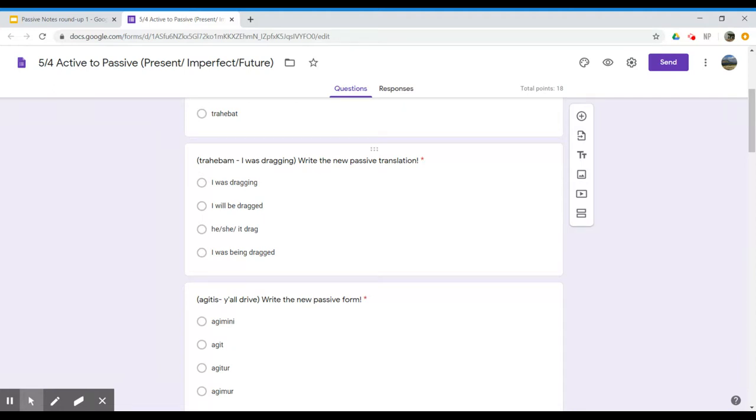I was being dragged. The "I was dragging" is wrong. It doesn't have be, being, or been in it. "I will be dragged" is a passive form, but it's future. And this is was or were. It's in the past, so that can't be right. The next one says "he, she, it drag," which honestly, that's on me. It should say drags, right? But it's obviously not the correct answer. It's got the wrong person and number. So the last one here, I was being dragged, is the only possibility. It's got the same person. It's got the same tense. It just needs to change from active to passive.